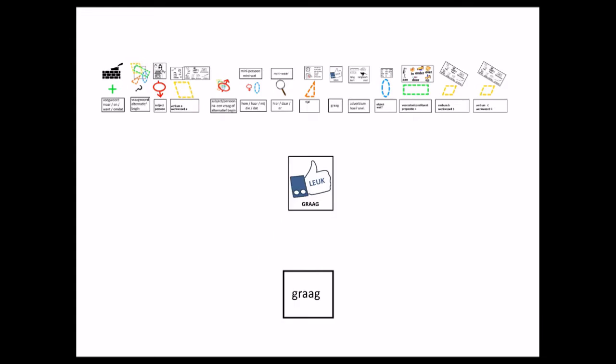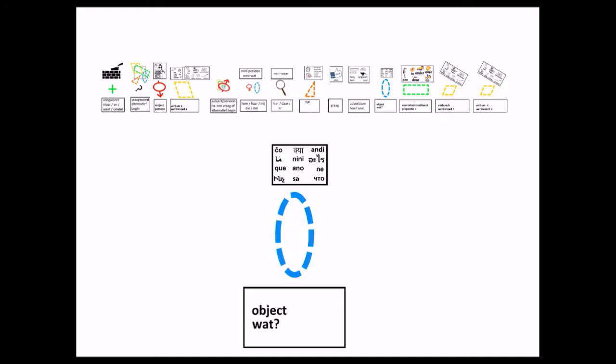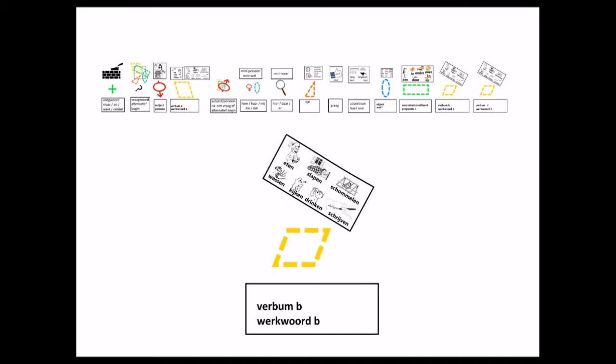If you like doing something, you use the word graag. The adverb, in most cases, you can find there. The direct object. A prepositional phrase. And then there is more room for verbs at the end of the sentence.